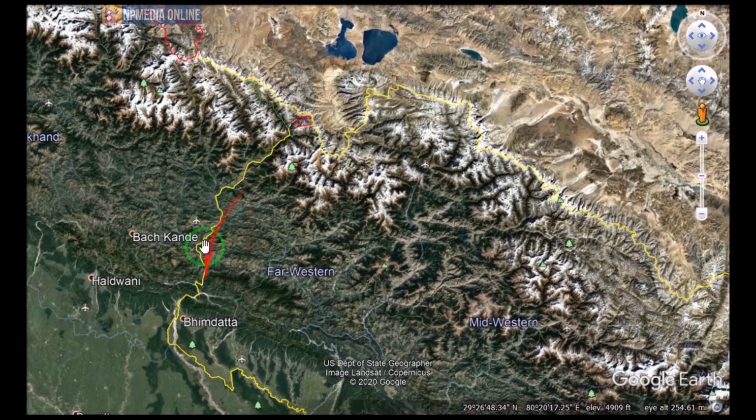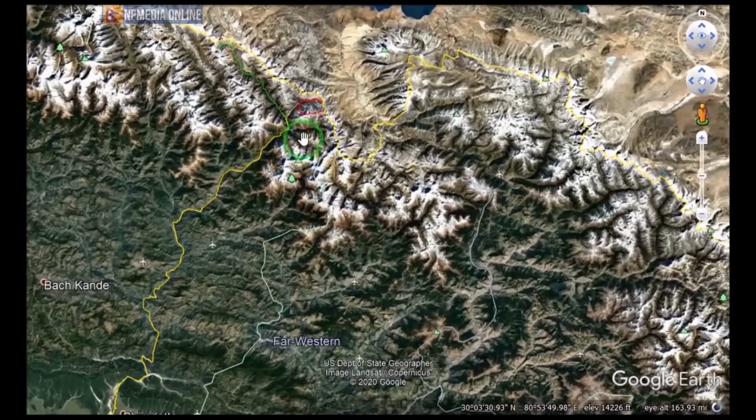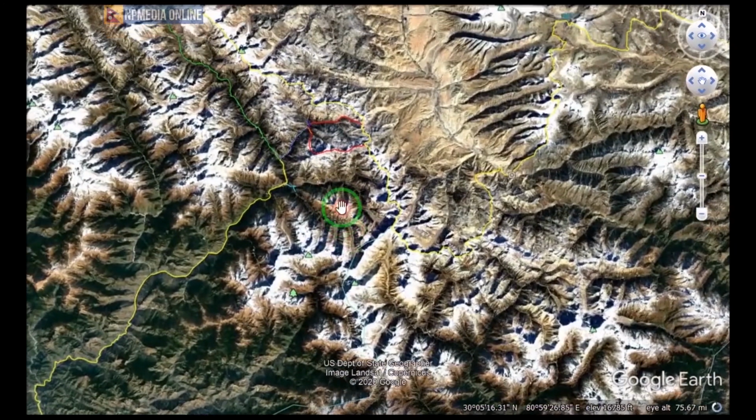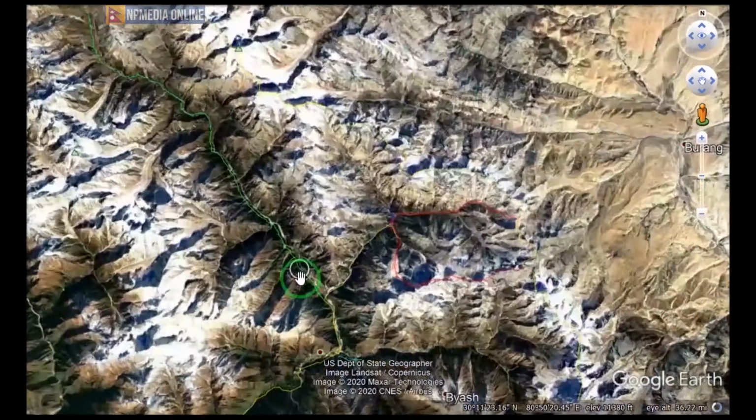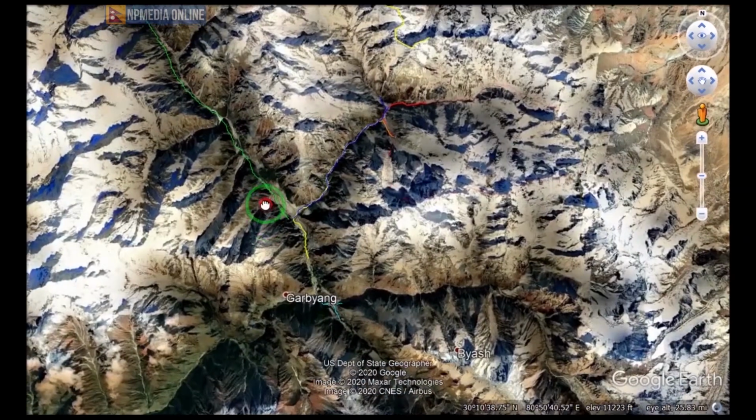The yellow line represents the international boundary line. The red line represents the disputed area. The green, blue, orange and cyan lines are our custom-made lines for certain representation and calculation.